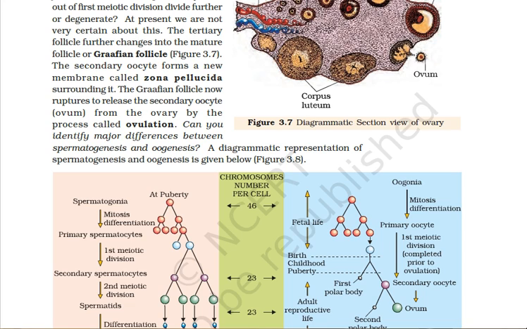whereas the secondary oocyte proceeds as far as the metaphase stage of meiosis II. It then stops advancing any further. It awaits the arrival of the spermatozoa for the completion of the second meiotic division.